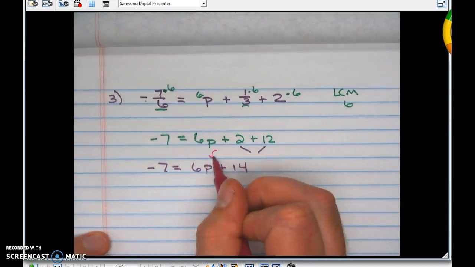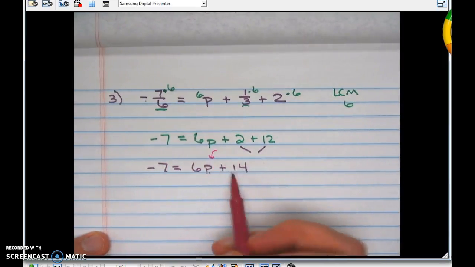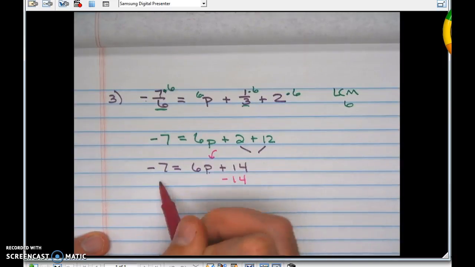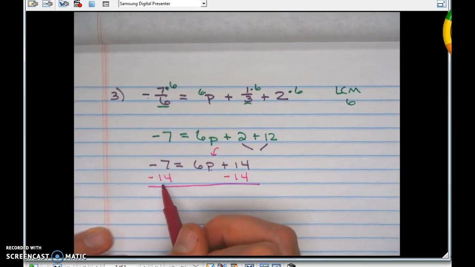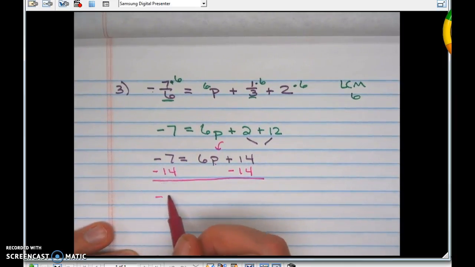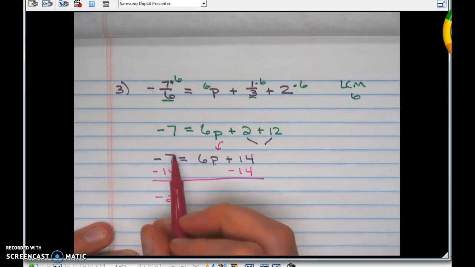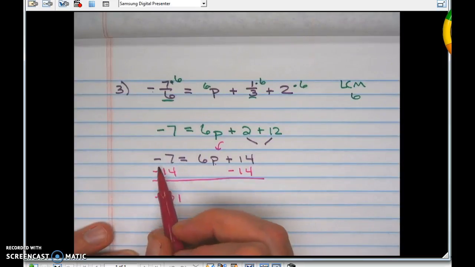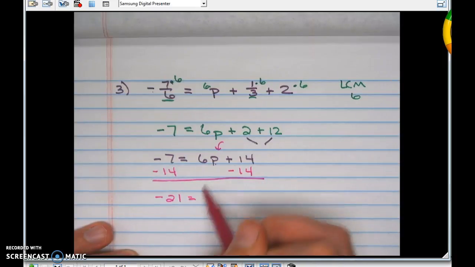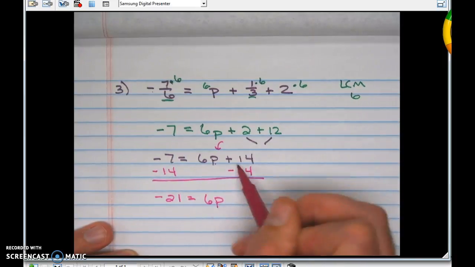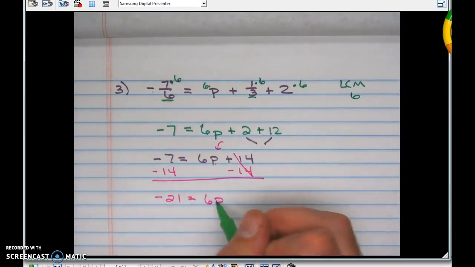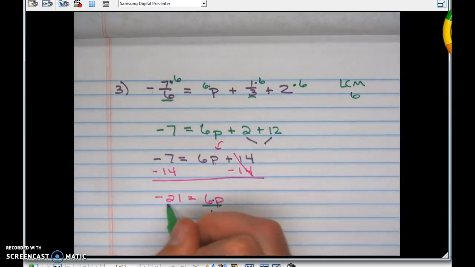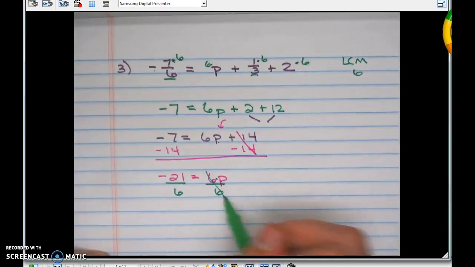If I want to get p by itself, farthest away is the plus 14. I'm going to start by subtracting it. Negative 7 minus 14. Again, use a calculator if you need. When they're both negatives or they're both positives, you can just add up the numbers. So 7 plus 14 is 21, and then you keep the signs. Equals 6p. The 14s cancel out. And finally, we're going to get rid of this times 6 by dividing by 6. And we have some cleanup to do.